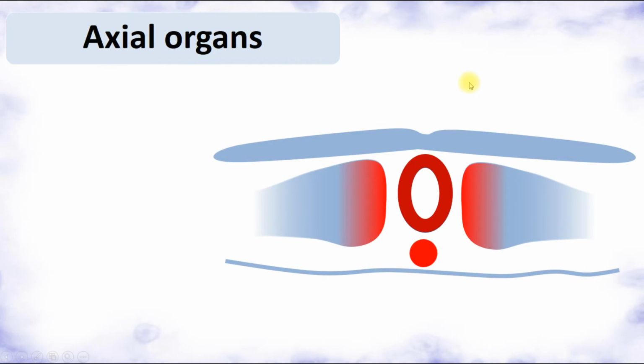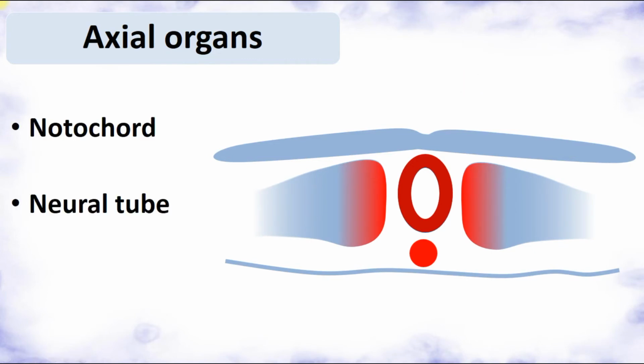So there are the following axial organs: notochord, neural tube, and somites. Please note that there are three axial organs of the embryo. It's the axial complex of the embryo, and it plays an essential role in the development of the embryo in the following stages of embryogenesis.